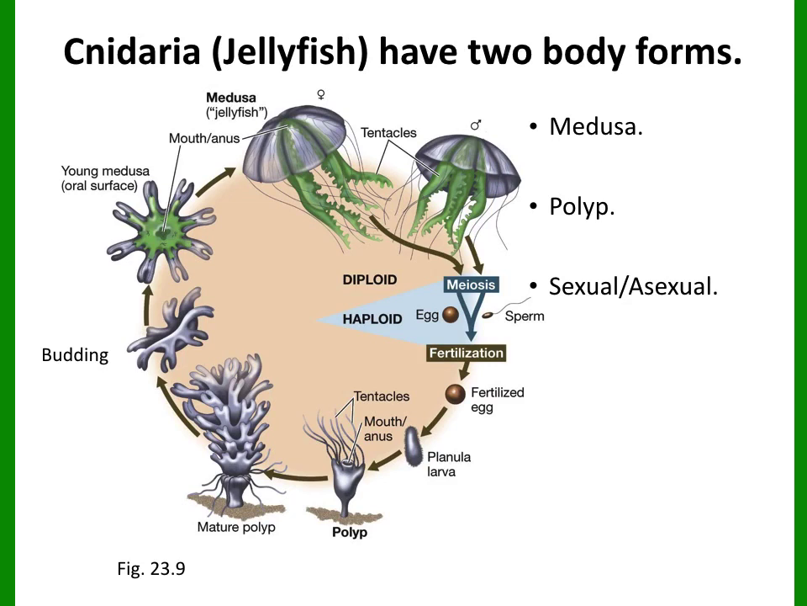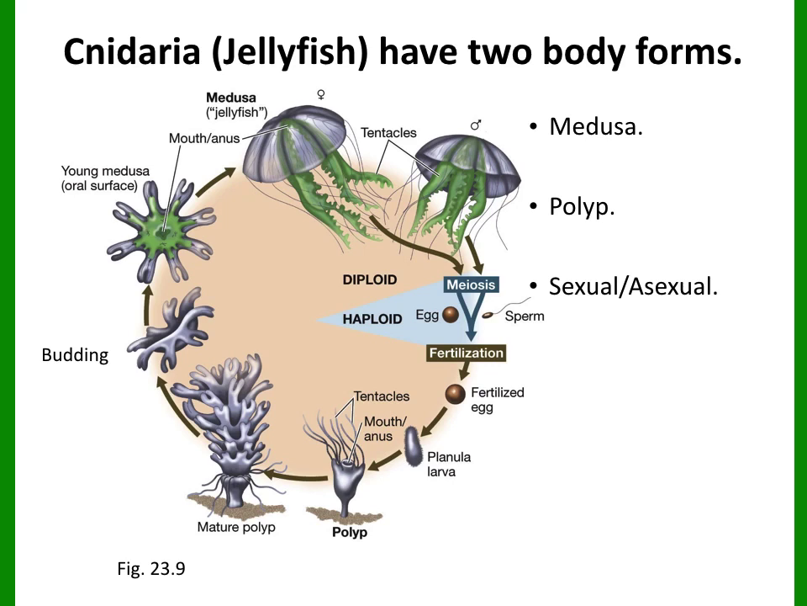Just to give you another example of metamorphosis and how body forms can completely change, Cnidaria have two different body forms that they go through in different phases of their life. They have a medusa and a polyp. The medusa is free swimming. It's an adult. And the polyp is also an adult. But instead of it being free swimming, it's actually attached to a substrate like the sponge.